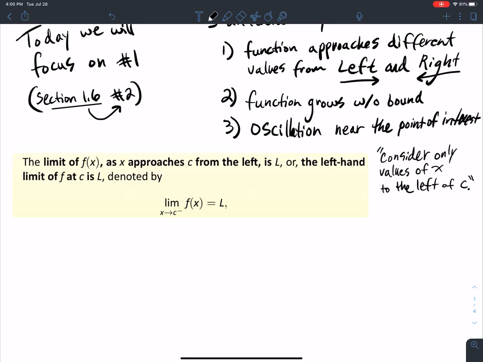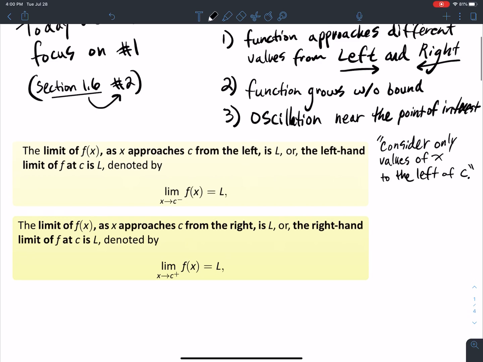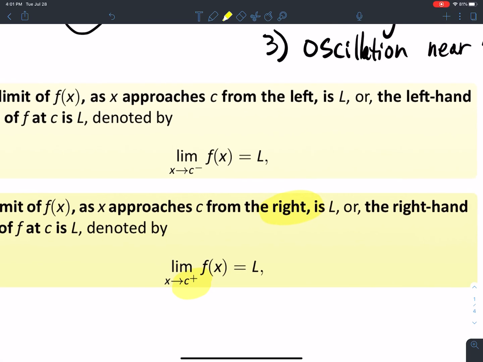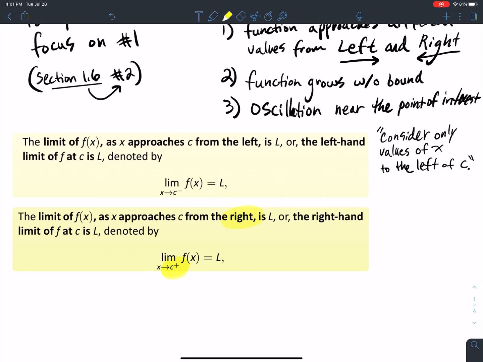Now, we only consider values of x to the left of c, not the right of c. That's as x approaches c from the left side. That's the left-handed limit. The next is the right-handed limit. So the limit of f of x as x approaches c from the right side. You notice the right side has a plus here. Emphasis here: you've got a plus sign as your exponent on the c there. All right, so that's the idea.